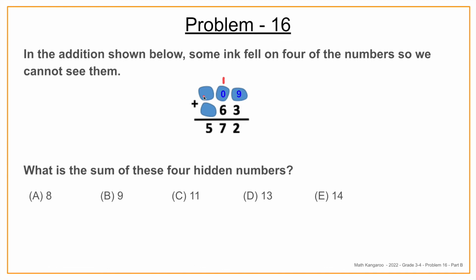Next, look at the hundreds place. We make it to 5. The hidden numbers could be 1 and 4 or 2 and 3 to make it 5. Now let's add up all these hidden numbers: 3 plus 2 plus 0 plus 9 makes 14. So the sum of the hidden numbers is 14, which is our option E.